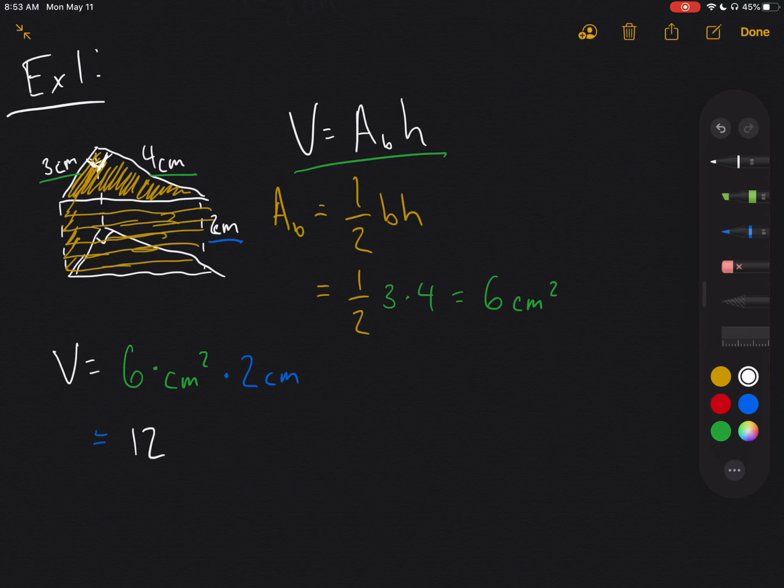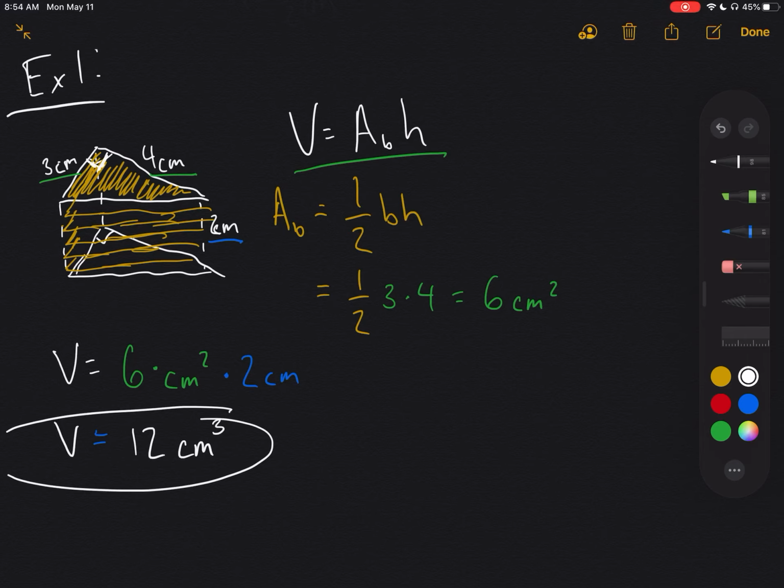And then with volume, when we had length, our units were just centimeters, right? When we had area, it was centimeters squared. And now that we have volume, that's going to be centimeters cubed, right? Representing those 3 dimensions that we're multiplying together. And so 12 centimeters cubed would be the volume of this triangular prism, right? So hopefully not too bad.